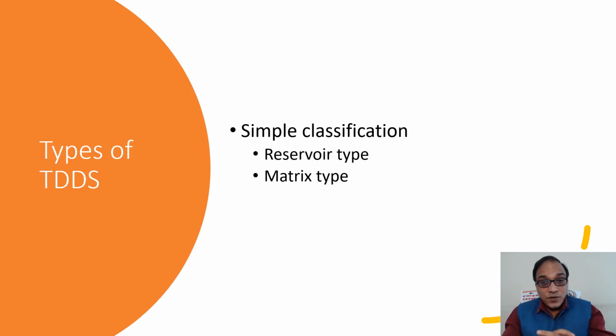As far as the types of TDDS we studied in our last lecture, in a simple classification they are either reservoir systems or matrix systems. What are the reservoir systems? In which there is a core of drug from which the drug is being released, and in the matrix type the drug is dispersed across the polymer matrix. That's why it is called matrix system.